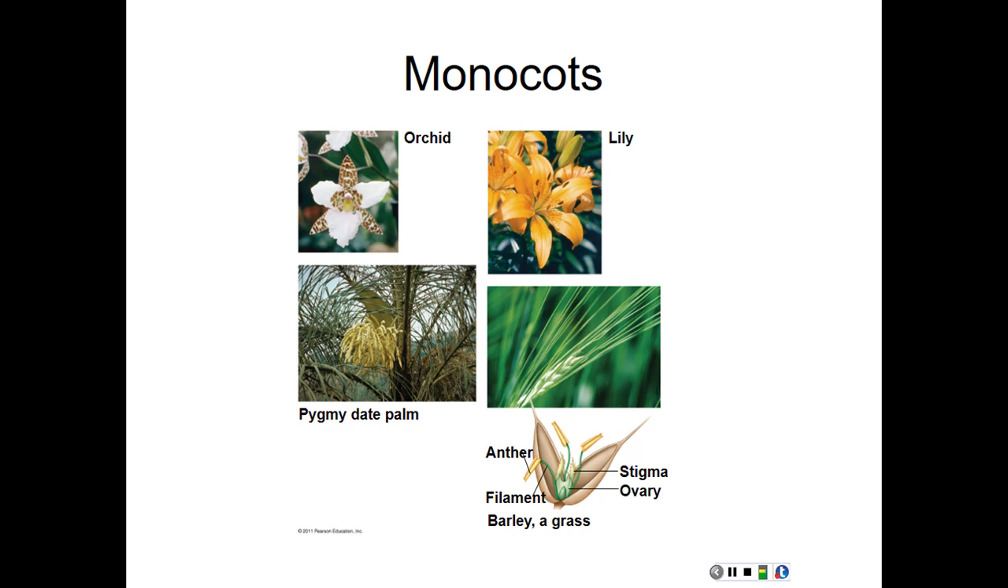So this includes grasses, which is a huge group. And many agricultural crops are included in this. Examples of monocots would be things like wheat, corn, rice. Also things like date palms, lilies, orchids. All of these are monocots.